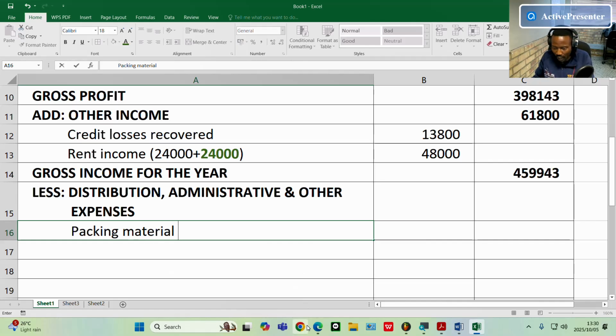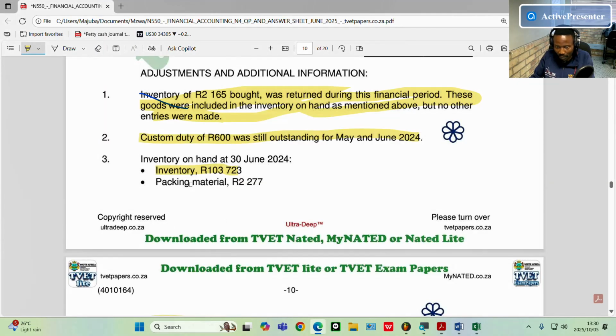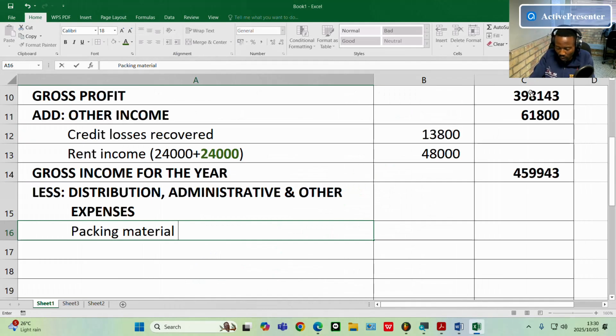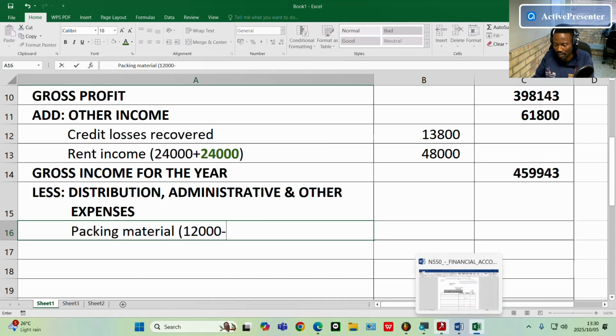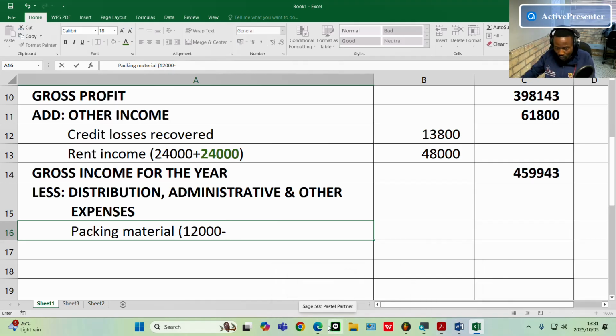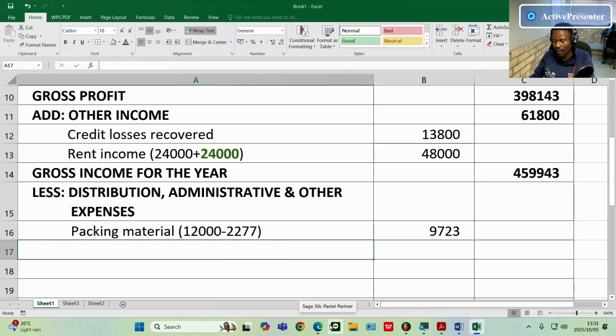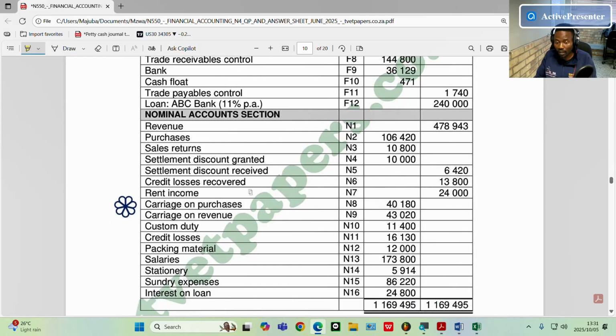All right. So meaning I'll go to the pre-adjustment trial balance. This is what's left. Let's see how much packing materials we bought. We bought 12,000. So I'm going to take this 12,000 less what is left to get what we actually used. Hopefully I'm making sense. So we bought packing material worth 12,000. We are left with 2,277, meaning we used packing material worth 9,723. As I said, I'm going straight for the adjustments.